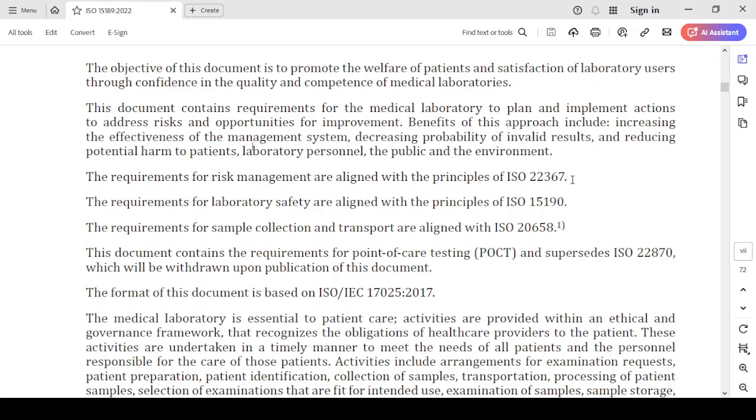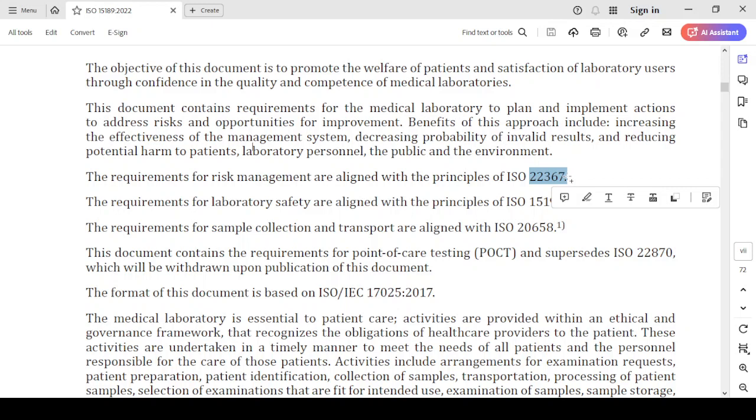But then they decided that, you know what, this is broad. Why don't we make one for medical labs? So they made one, which is 22367. Okay. I have that standard. If you need it, you can talk to me nicely, and then we can see how to get it for you.